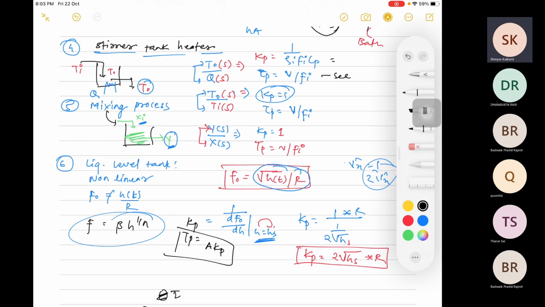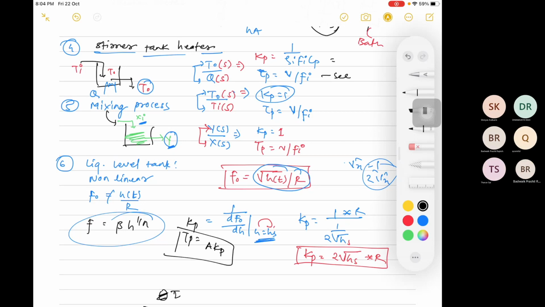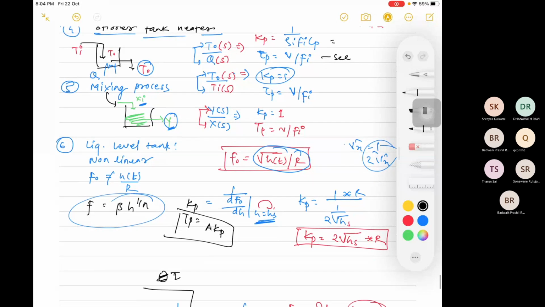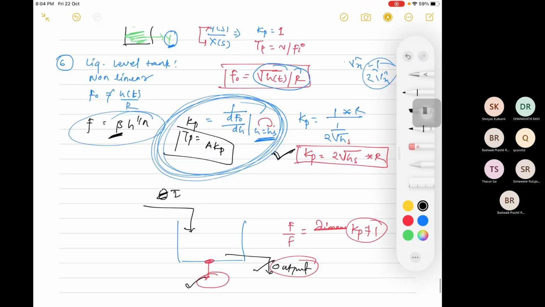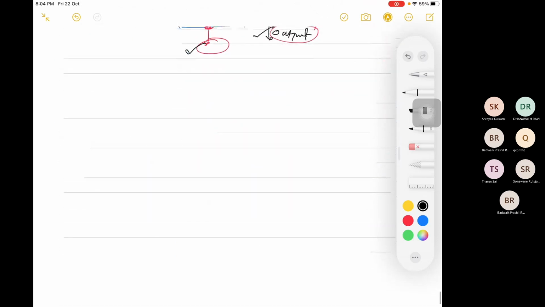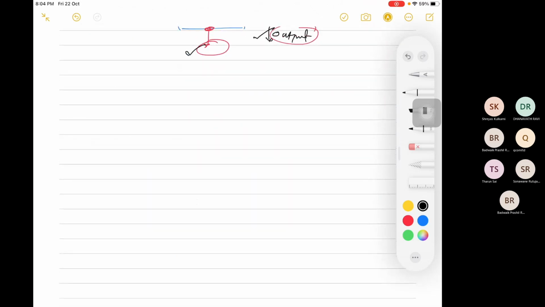Yes, sir. I think you should get this. I'll check here. R. Okay, and beta is, you can see, beta is your 1 by r. That's why it is coming as this. So 2 square root hs into r. This is what. But the shortcut method is this. Kp and tau p, you don't need to do the derivation. Just write down this. If you want it in detail, maybe if I get time, I can do the calculations and everything. But for the timing, you consider this.